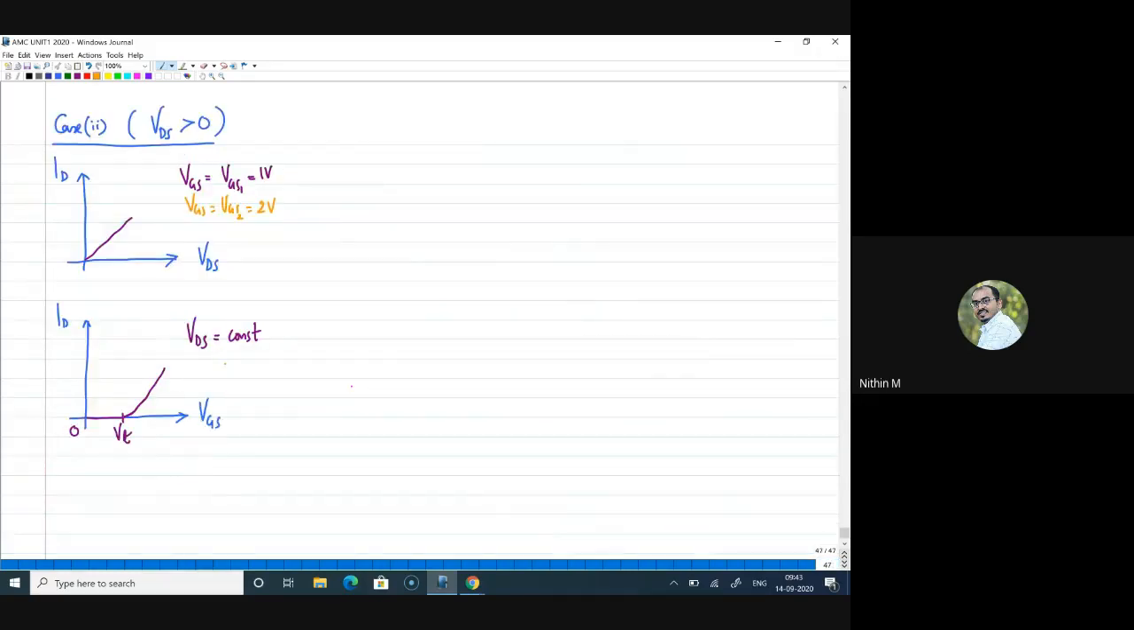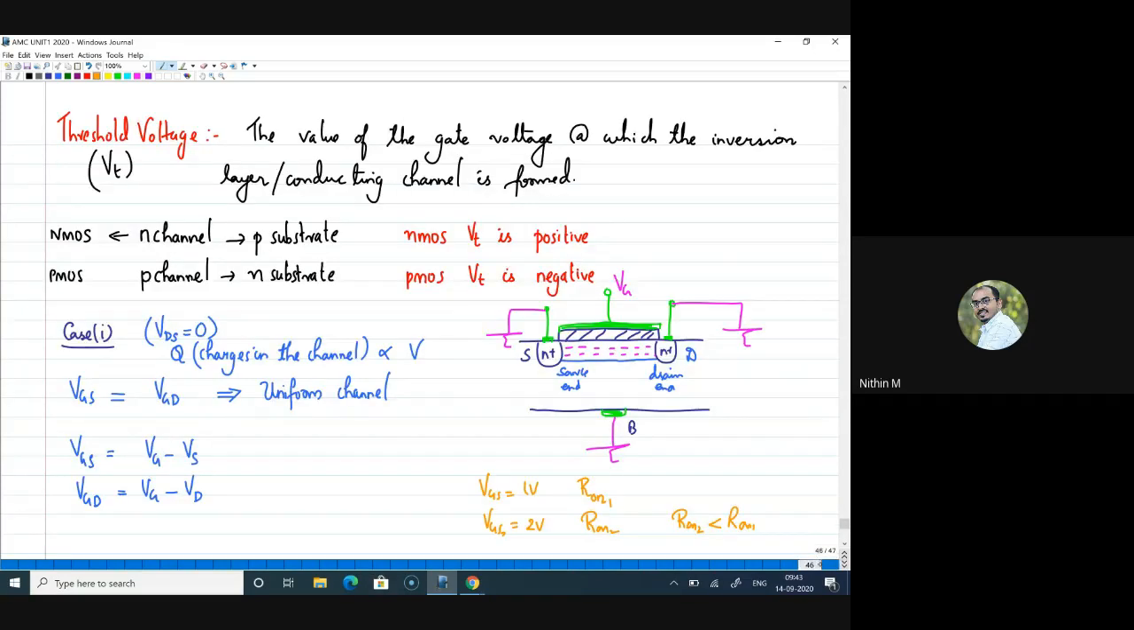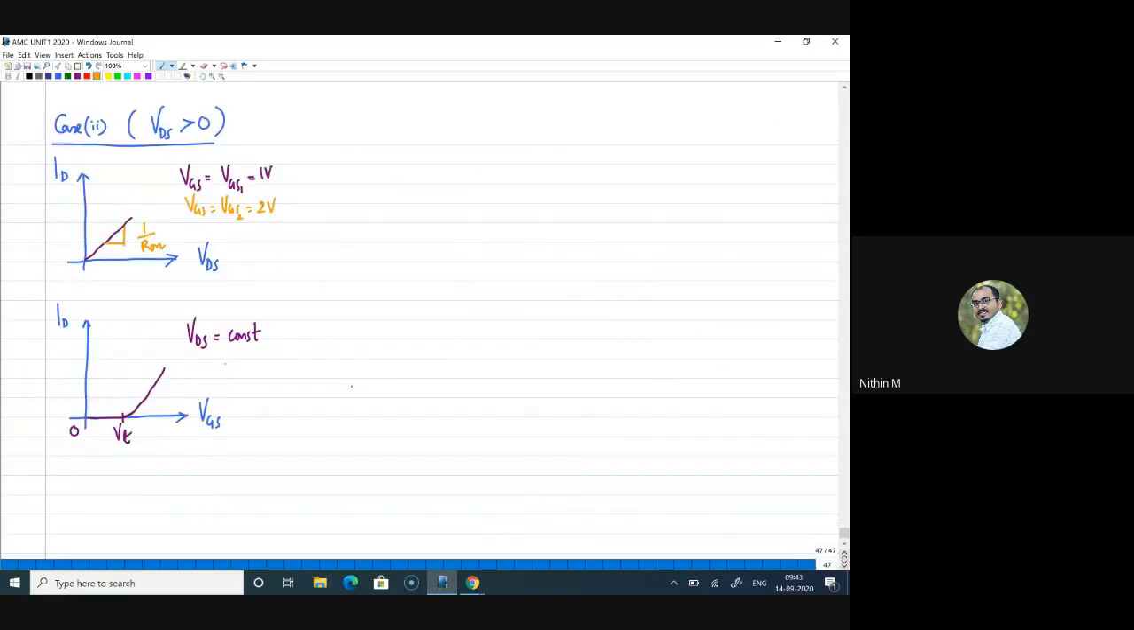Now, what is the slope of this? Slope is actually 1 by R on. If your R on 2 is smaller, your slope will be larger. For that reason, I can say that your yellow graph will be on the other side, steeper. As you have mentioned, it is steeper or closer to the y-axis. That is true, right?